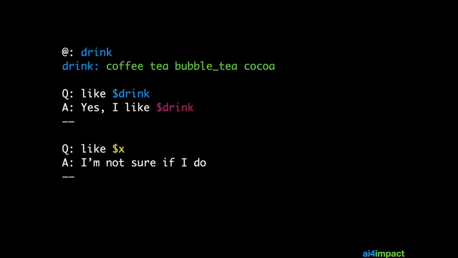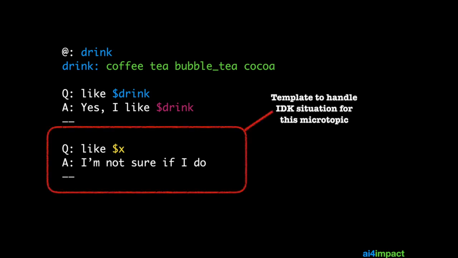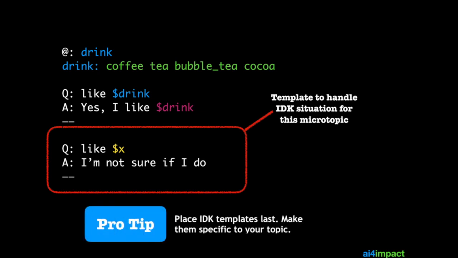Let's take this example here. You've got one type called drink with 4 things. And we have 2 templates. This template here, the second one, handles the IDK situation for this microtopic because the reference $X will match anything, not just drinks. Always put your IDK templates last of all because they are the most general rule for your microtopic.